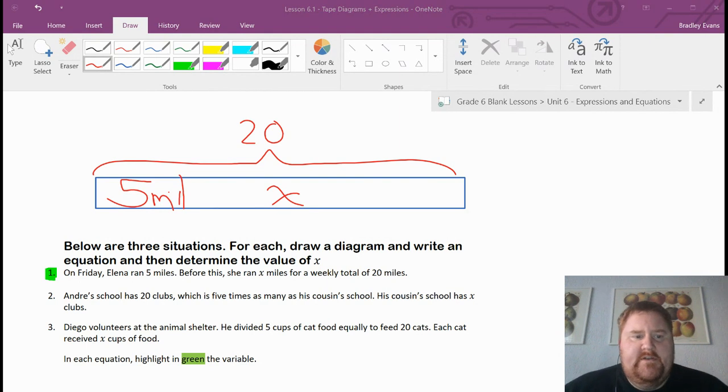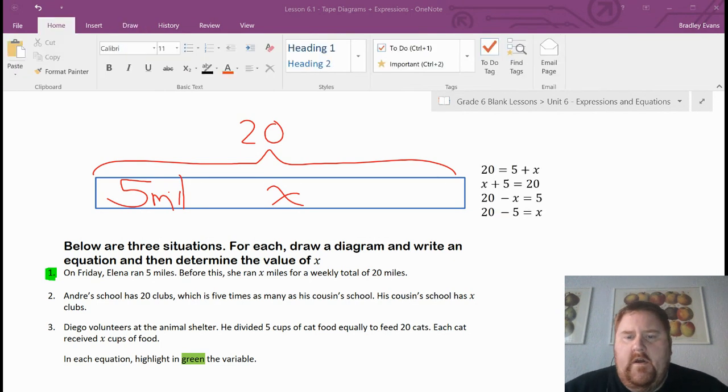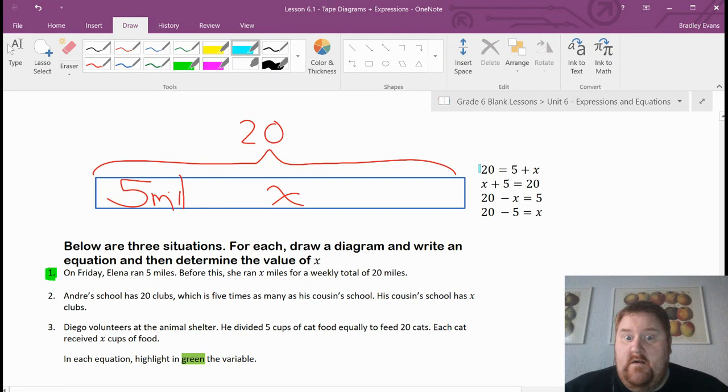The next thing we need to do is to write an equation and then determine the value of X. Your equation should take the form of one of the ones that I have written here. If you have a different one, then feel free to comment on it or show me it on your Google Classroom. But I use the diagram here. 5 plus x is going to equal 20, or 20 is equal to x plus 5, or 20 minus x equals 5. Now, in order to solve it, I need to have the x by itself. We're going to isolate the x.